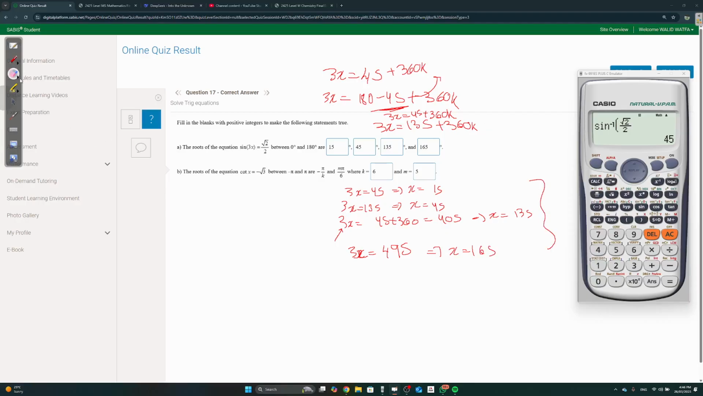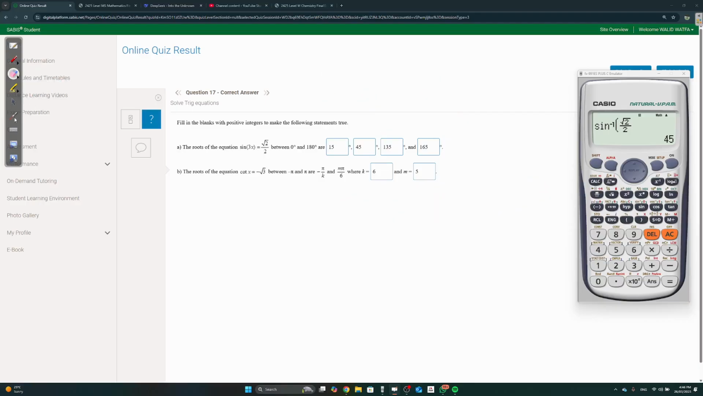Okay. The roots of the equation cotan x equals minus root 3 between minus pi and pi. This is the same thing, but cotan x, 1 over tan x, is equal to minus root 3. How do you solve this? Some people might say cross multiply. Okay, I guess that works. But honestly, the easiest thing is just flip everything, bro. So you're gonna get tan x is equal to minus 1 over root 3.